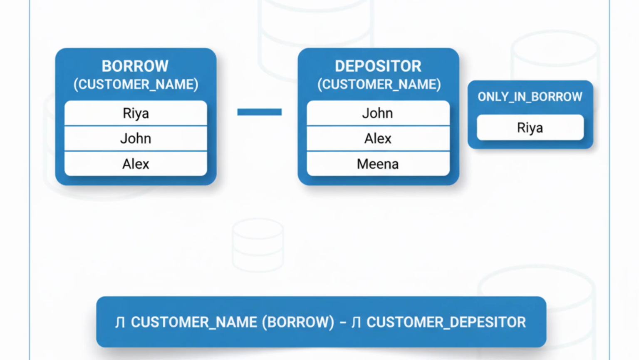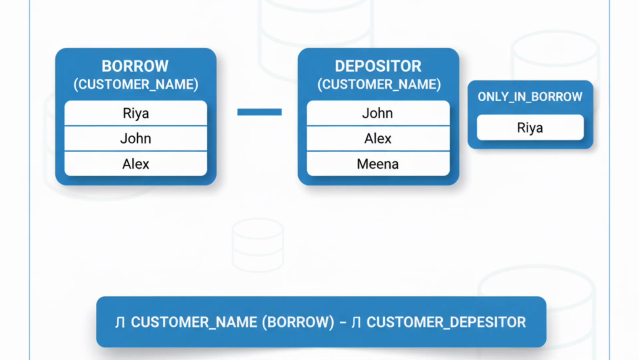Next is the intersection, which returns only common tuples between two relations. If borrow has customers Ria, John, and Alex, and depositor has John, Alex, and Meena, then their intersection gives John and Alex, the customers common to both.